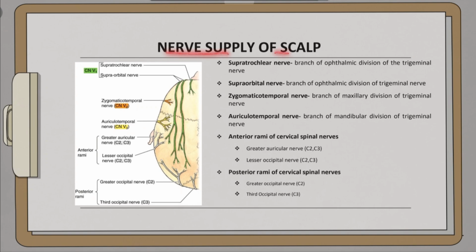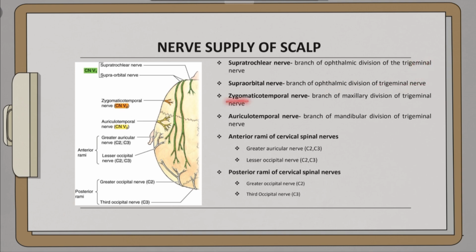Lastly, the nerve supply of the scalp. You can see the scalp is supplied from the trigeminal nerve. Sensory nerve is given from the trigeminal nerve. So the name of the nerve is also according to the artery and the vein. The supratrochlear nerve is a branch of the ophthalmic division of the 5th cranial nerve, that is the trigeminal nerve. And there is another, the supraorbital nerve. It is also a branch of the ophthalmic division, that is the V1 of the trigeminal nerve. So these all are V1.